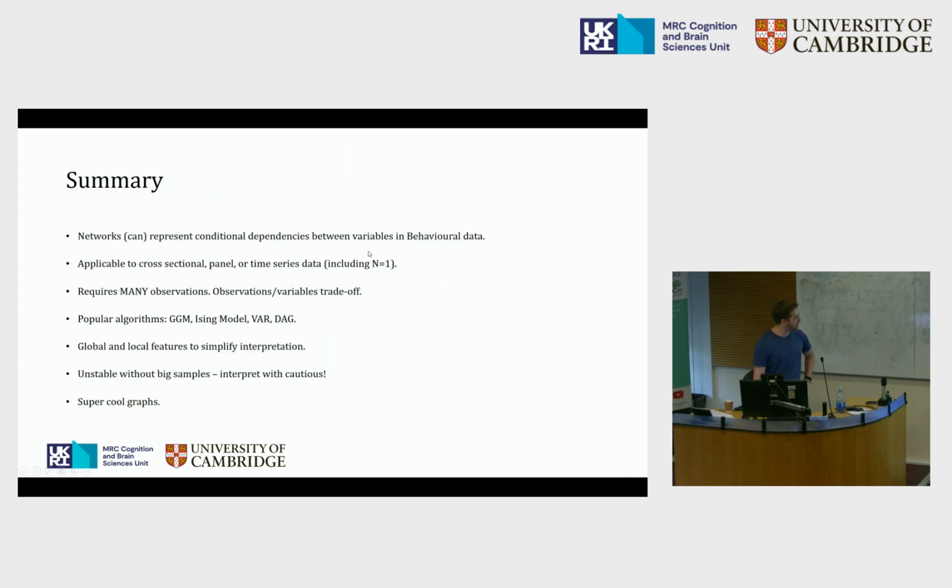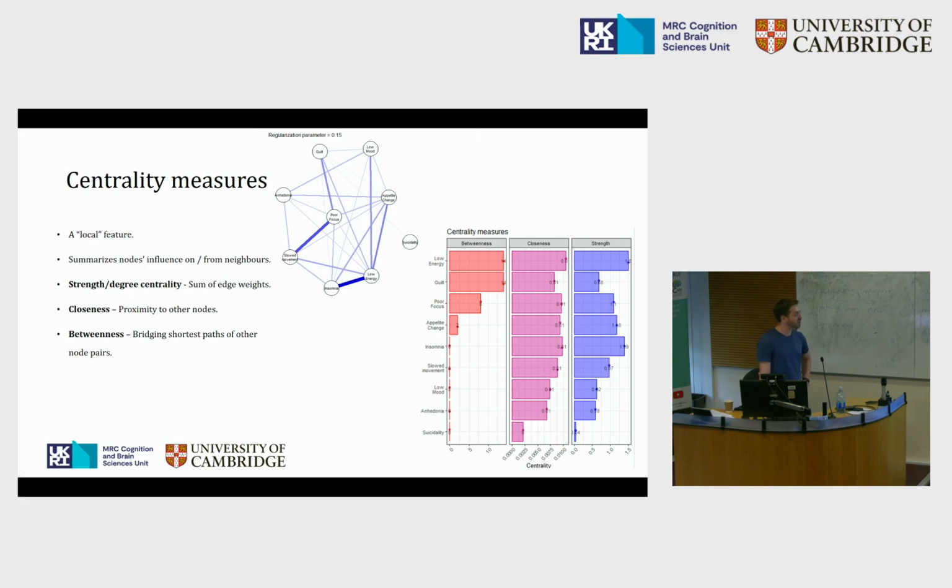In the 40 seconds that are left, I want to touch on centrality measures. This is a local feature trying to summarize for specific nodes how influential they are in the network, either affected by or affecting other nodes. Three very popular centrality measures would be the strength, which is the total sum of edge weights connected to each node, closeness, an estimation of how close nodes are to other nodes in the network, and betweenness, how much nodes are bridging the shortest path between other pairs of nodes.